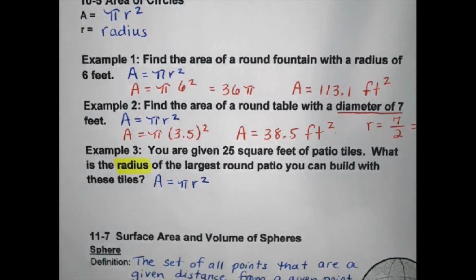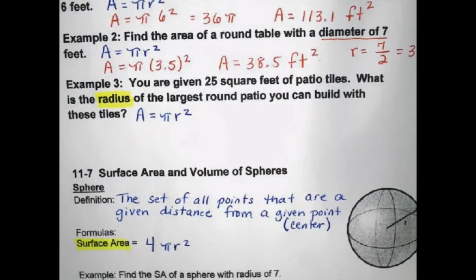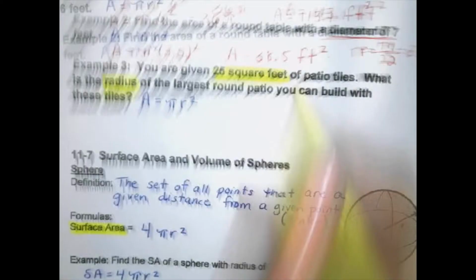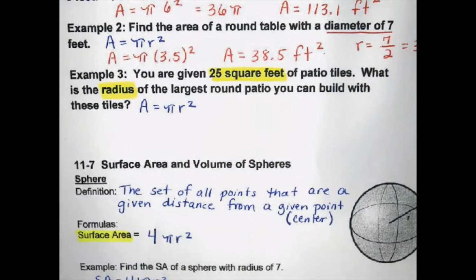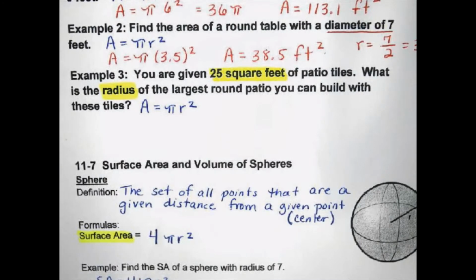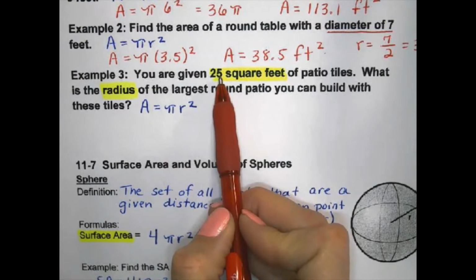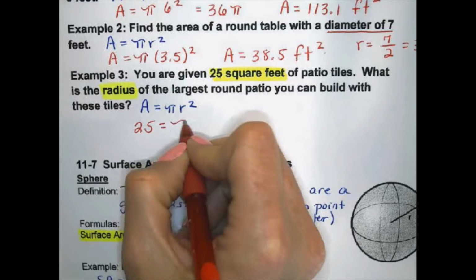These are common types of problems which you would be asked to solve regarding the area of a circle. A practical problem is given in example 3. If you were given 25 square feet of patio tiles, so this means you are given a certain amount of material in square feet, what is the radius of the largest round patio that you could build with these tiles? So I'm going to again use my formula for the area of a circle, but this time I know the area and I need to find the radius. So I'm going to substitute 25 for area. That equals pi times r squared.